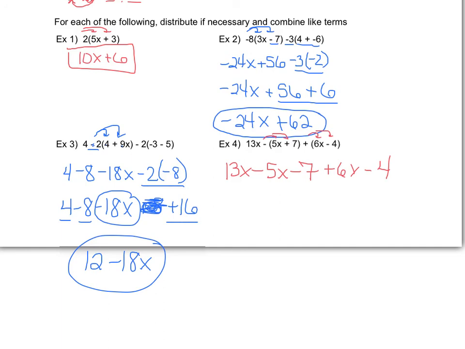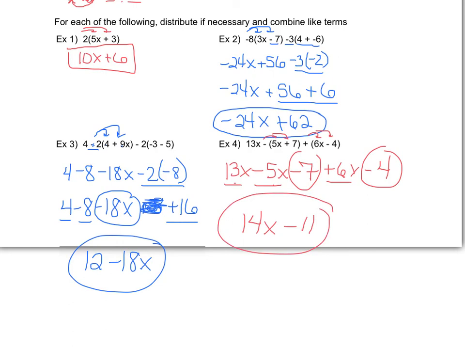Now I'm going to go ahead and combine like terms. 13x minus 5x plus 6x. 13 minus 5 is 8, plus 6 is 14x. And minus 7 and minus 4 is negative 11. And there's my final answer.